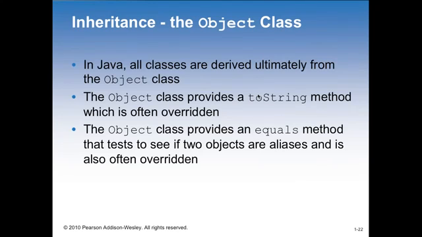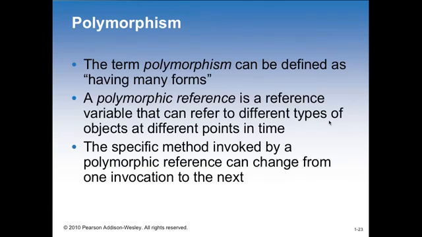So the Object class. Let's look at the objects for a second. In Java, all classes are ultimately derived from the Object class, as we've seen already. The Object class provides a toString method, often overridden, to give us polymorphism, essentially to convert objects to strings, numbers to strings, all sorts of different components. The Object class also provides an equals method that tests to see if two objects are the same, or aliases, and it is also often overridden to say, is this object equal to, or part of, another one?